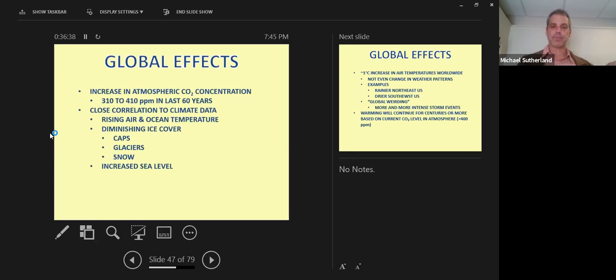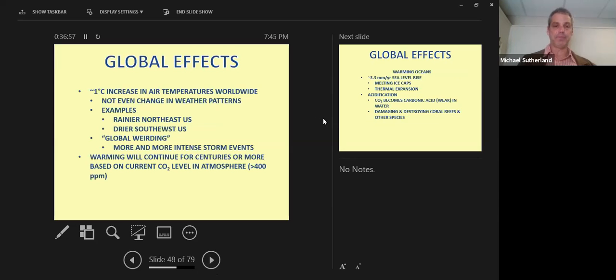And it correlates closely to rising air and ocean temperature, and the loss of ice. So basically the predictions of what would happen with this level of carbon have so far come true. The models, if anything, have under-predicted what would happen in terms of temperature rise and ice loss. And with this increase in temperature globally, since 1960 or so, about a 1 degree Celsius increase.